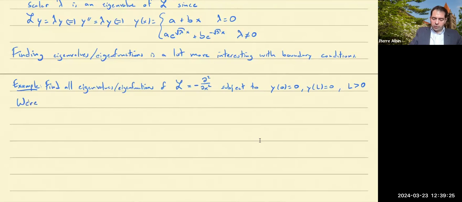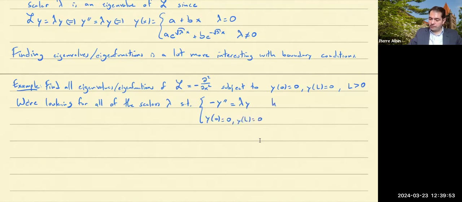Right, so here we're looking for all of the scalars lambda such that the boundary value problem minus y double prime equals lambda y with boundary conditions y of 0 equal to 0, y of L equal to 0 has a solution other than the 0 function.